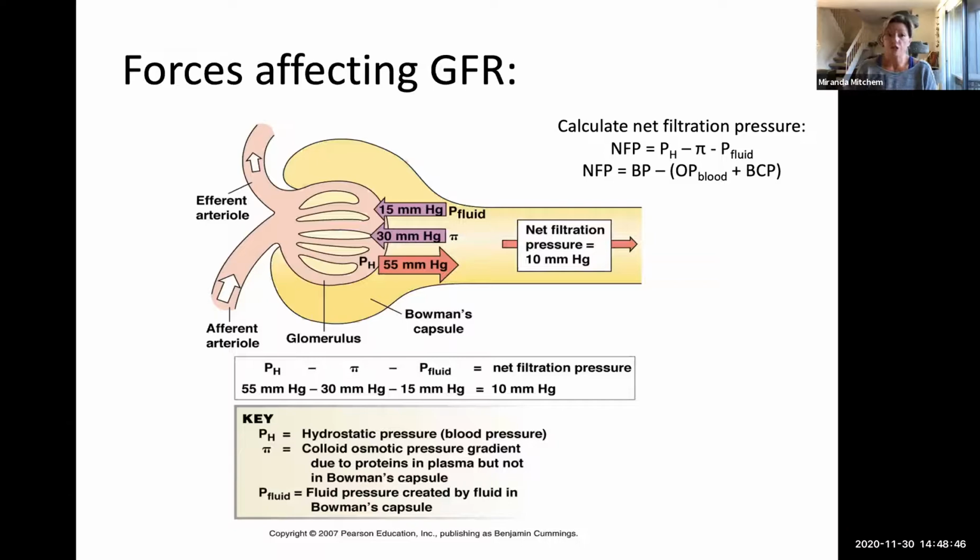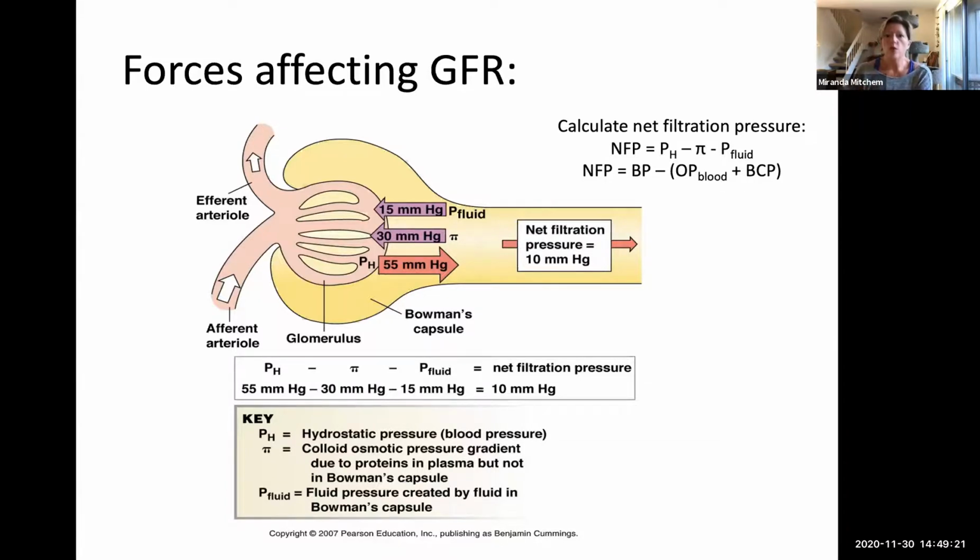Okay, now pressure is tied to any type of flow, any type of movement as we've learned, but let's identify some of the different factors that affect what is called the glomerular filtration rate. That's what GFR is. So, okay, the main driving force here is the blood pressure coming into the glom. So our pressure at this point is about 55 millimeters of mercury.